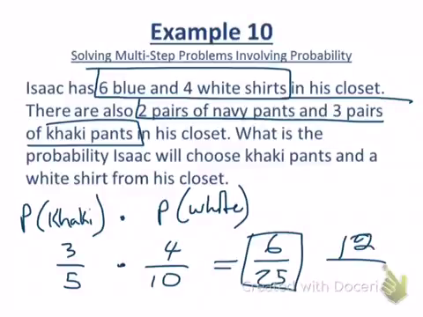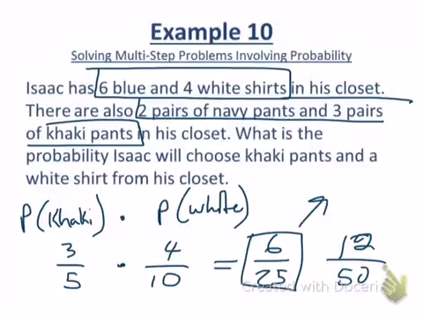How is 12 out of 50 helpful to us? What does it tell us? That the sample space has 50 possible outcomes, outfits in this case. There are 10 ways he can choose his pants and 5 ways he can choose his shirts. Of course, there's some duplication in there, and that's where the simplification comes in. So 12 out of 50, but 6 out of 25 is the probability that he'll do that.